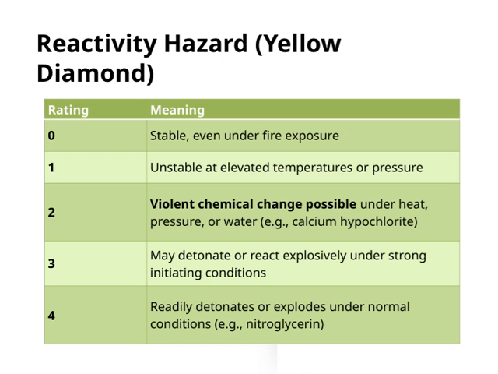At a rating of 2, we enter a zone where a chemical change could happen quite readily if heat, pressure, or water are involved. For example, calcium hypochlorite, which can react under certain conditions. Now, when we reach a 3, we're talking about materials that may detonate or react explosively if triggered by strong initiating conditions. Think of substances that require a significant but not extreme nudge to cause a reaction. Finally, at the highest level, 4, we have substances that readily detonate or explode under normal conditions, like nitroglycerin. These are the most dangerous, and handling them requires the utmost caution.